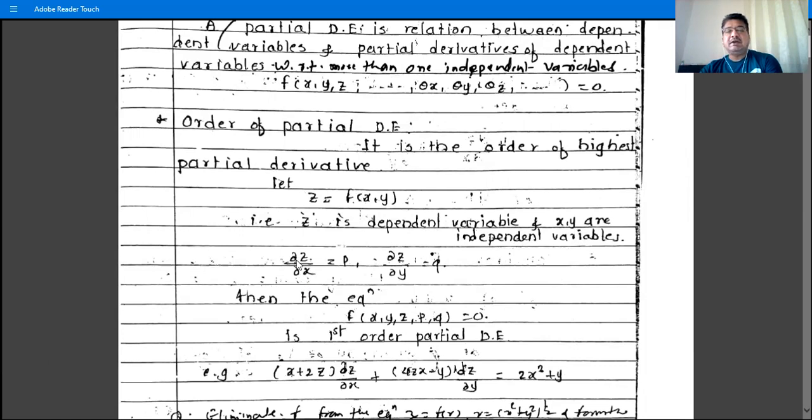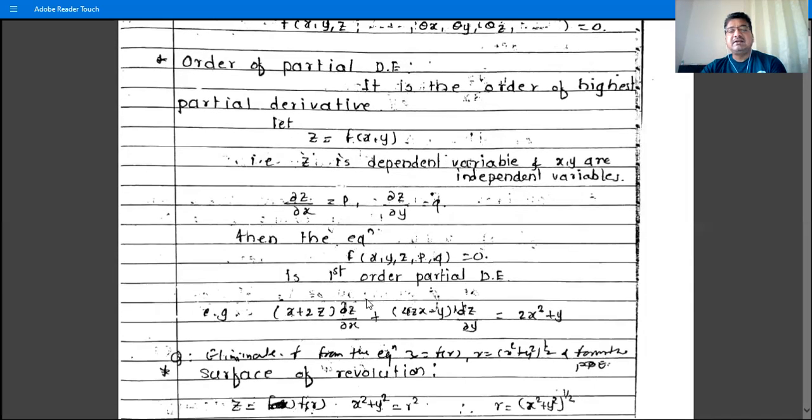Then we denote ∂z/∂x by small p, and ∂z/∂y is equal to small q. So remember this notation for chapter number 2, that small p means ∂z/∂x and small q means ∂z/∂y. Then the equation f(x, y, z, p, q) is equal to 0 is the first order partial differential equation.